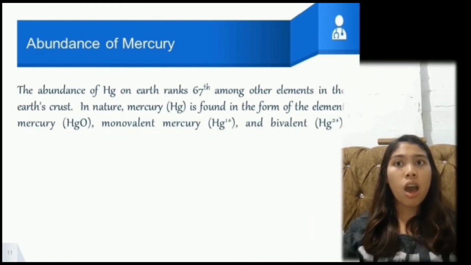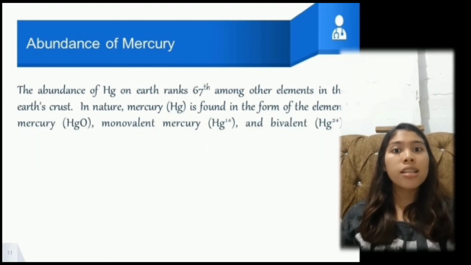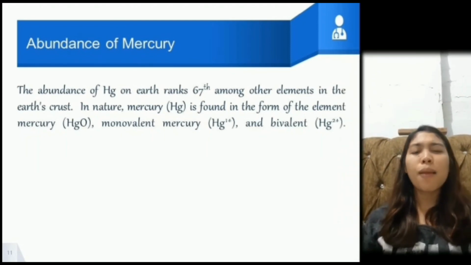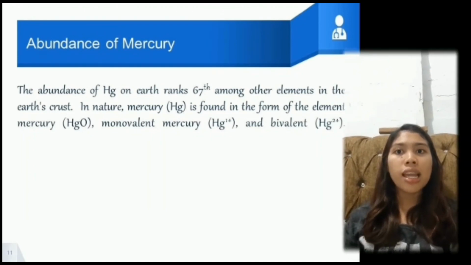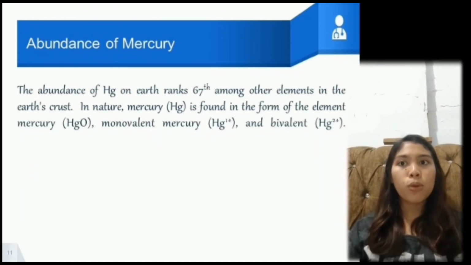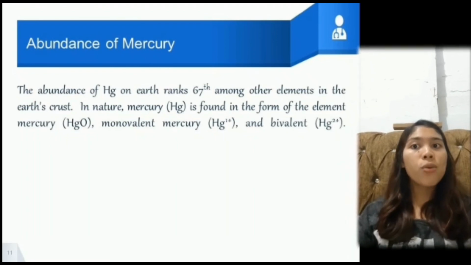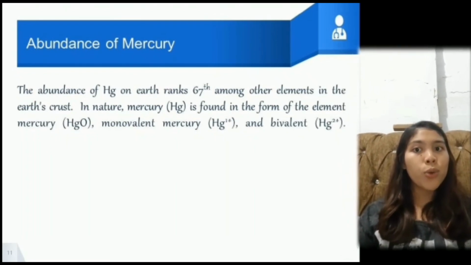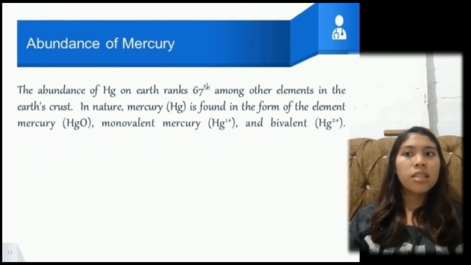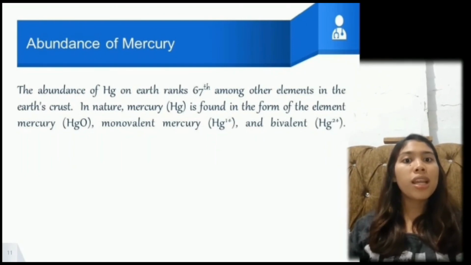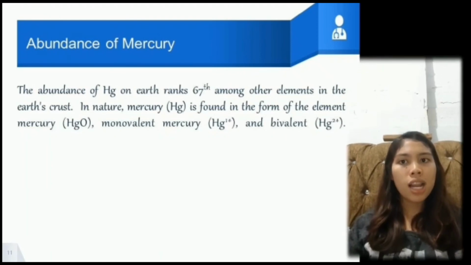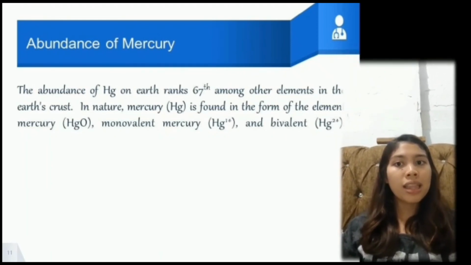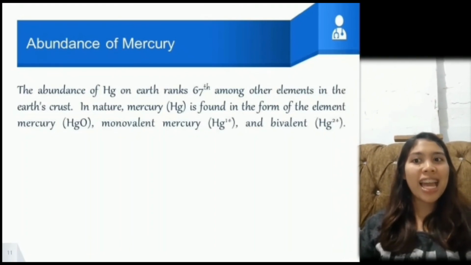The abundance of mercury on Earth ranks 67 among other elements in Earth's crust. Jadi di sini kelimpahan merkuri di dunia ini pada ranking ke-67. In nature, mercury is found in the form of the element mercury, monovalent mercury, and bivalent mercury. Jadi di sini merkuri dalam alam dapat kita temukan dalam bentuk Hg0, Hg+, dan Hg2+.